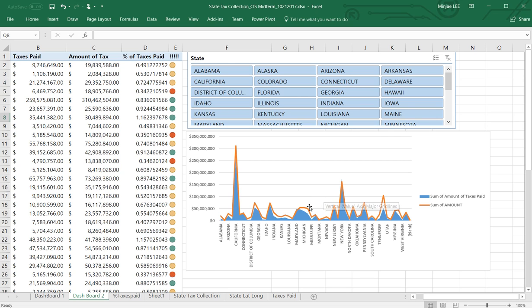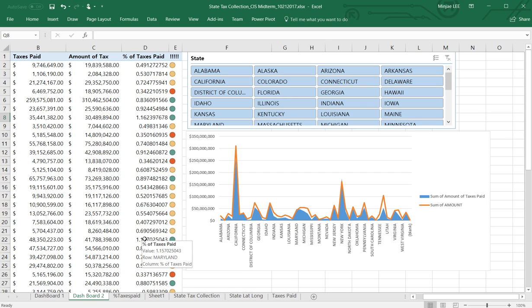And this graph just tries to visualize the tax amount paid out of the sum of the taxes to be collected. So it shows that Tennessee and Michigan and District of Columbia and Georgia have some gap between the taxes to be collected and taxes actually paid.